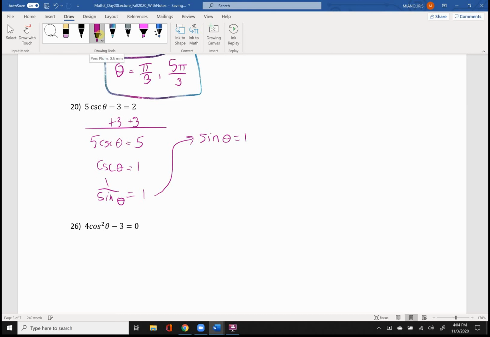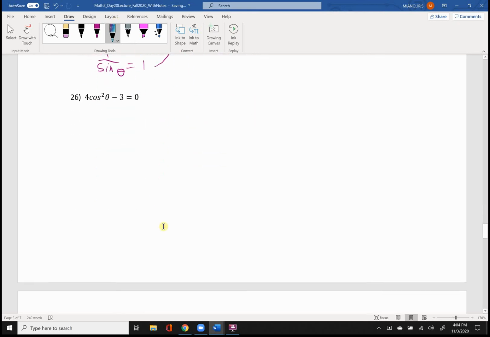Okay, and when does the sine of theta equal 1? Again, reference the unit circle. That'll happen when theta equals pi over 2, and only at pi over 2 within a single rotation. So box it up and call it good. Okay, let's do another one.